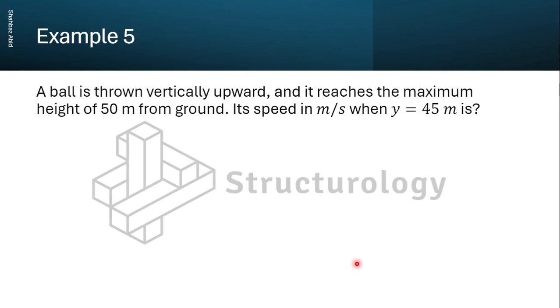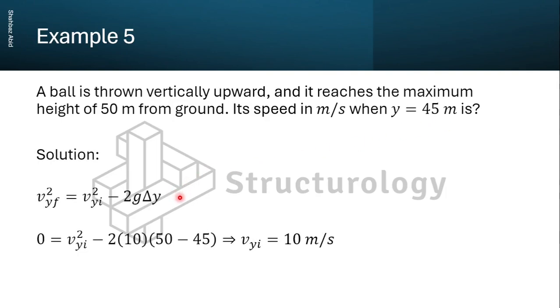Let's see example 5. A ball is thrown vertically upward and it reaches the maximum height of 50 meters from the ground. Its speed in meters per second when y is equal to 45 meters is? When the object has reached the maximum height, we know the velocity at that instant is equal to 0. So we can take that as our final velocity, and the initial velocity is going to be unknown. The final height is going to be 50 meters and the initial height is going to be 45 meters.